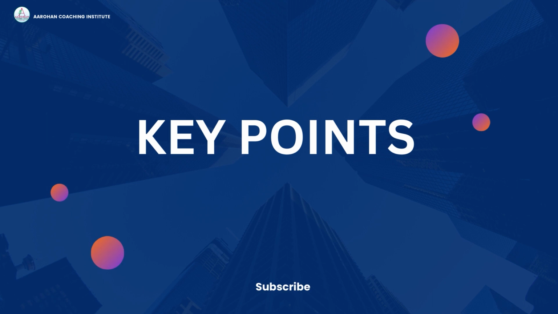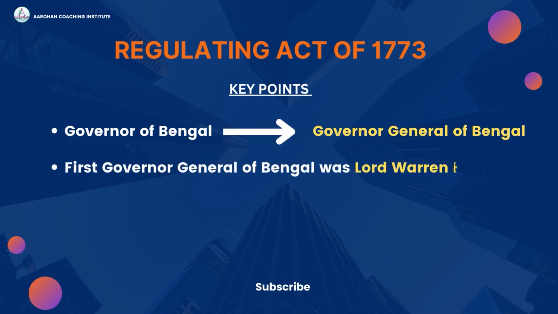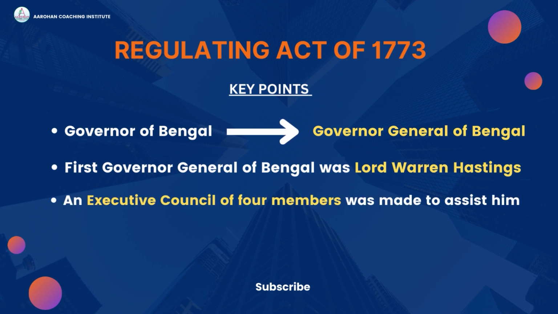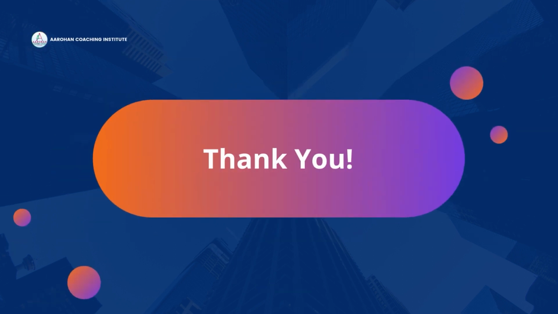So let's discuss the key points once again. This act made the Governor of Bengal the Governor-General of Bengal. First Governor-General of Bengal was Lord Warren Hastings. An executive council of 4 members was made to assist him. Supreme Court at Calcutta was established in 1774.